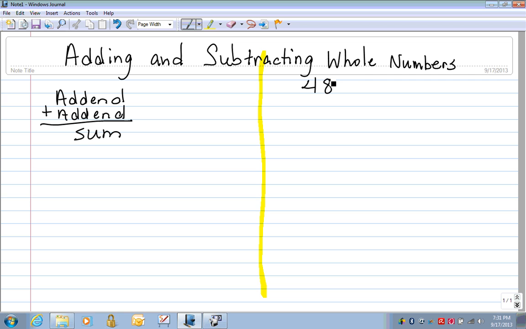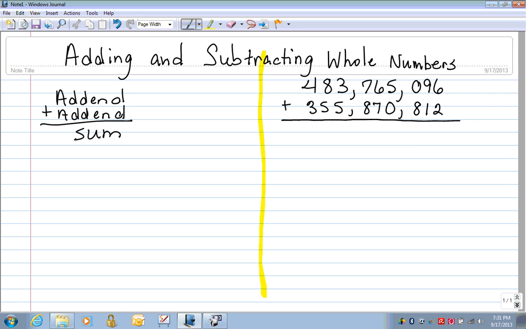So let's use a large number, such as 483,765,096. And let's add to it 355,870,812. Notice how the commas have names. These commas are called thousands. These commas are called millions.